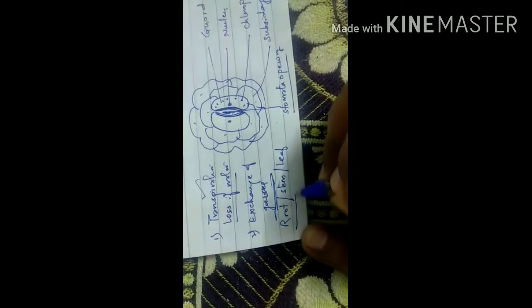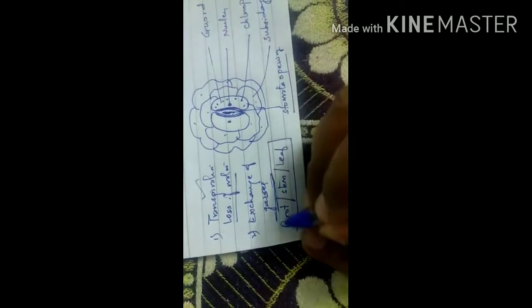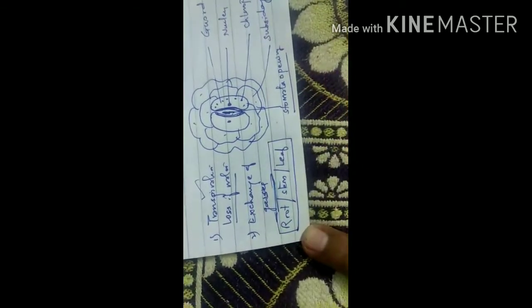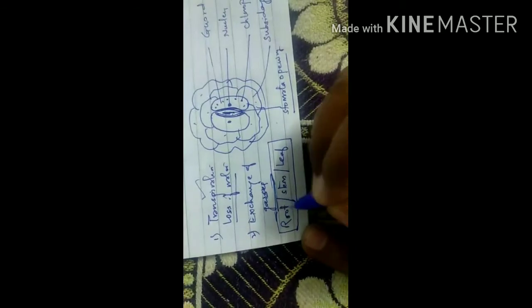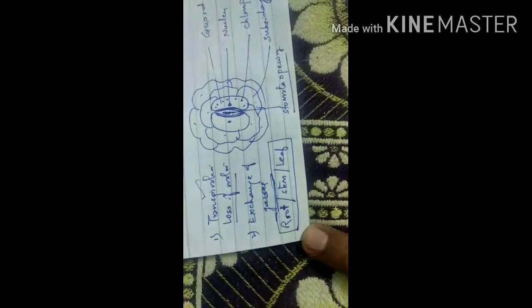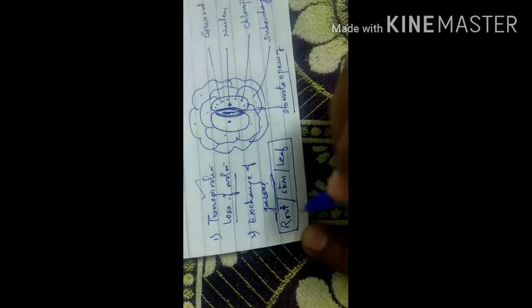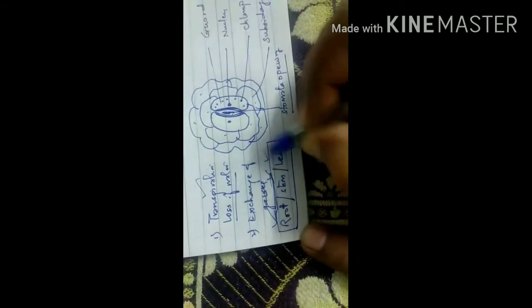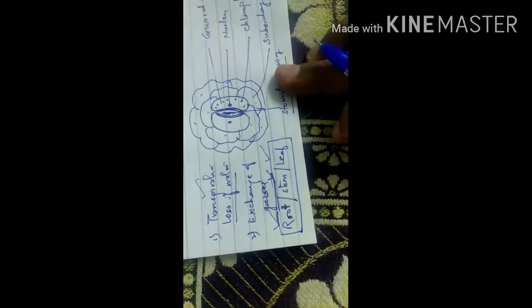Sometimes the question will ask whether only stomata are responsible for the exchange of gases, and most of the children give the answer that yes, only stomata are responsible for the exchange of gas, but it is not true. Root, stem and leaf also have the ability to exchange gases, but in a very minimum amount. This is the concept which you have to learn very carefully.